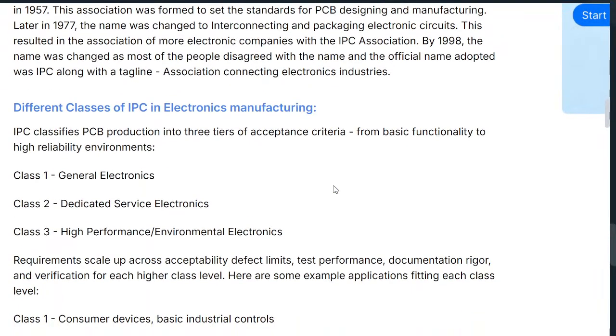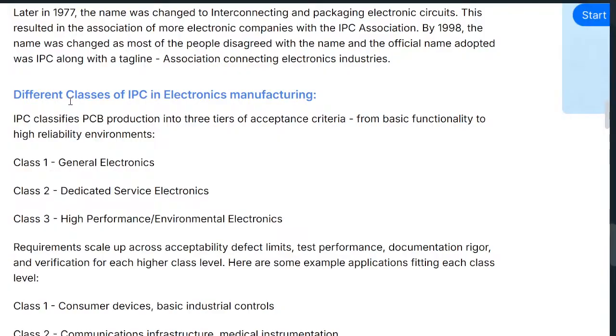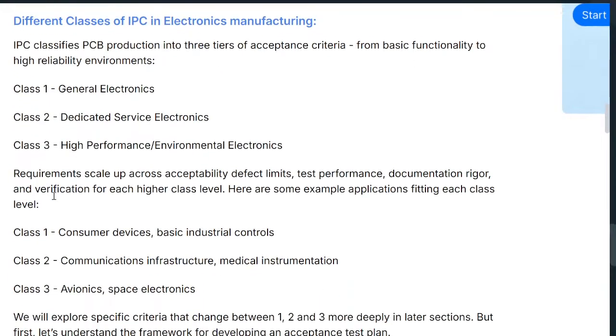There are different classes of IPC in electronics manufacturing: class 1, class 2, class 3. Class 1 deals with very general electronics. Class 2 deals with dedicated service electronics. And class 3 talks about high performance or environmental electronics. So not only just making a PCB, it should be RoHS compliant, all these things. Environmental safety is also considered in class 3.